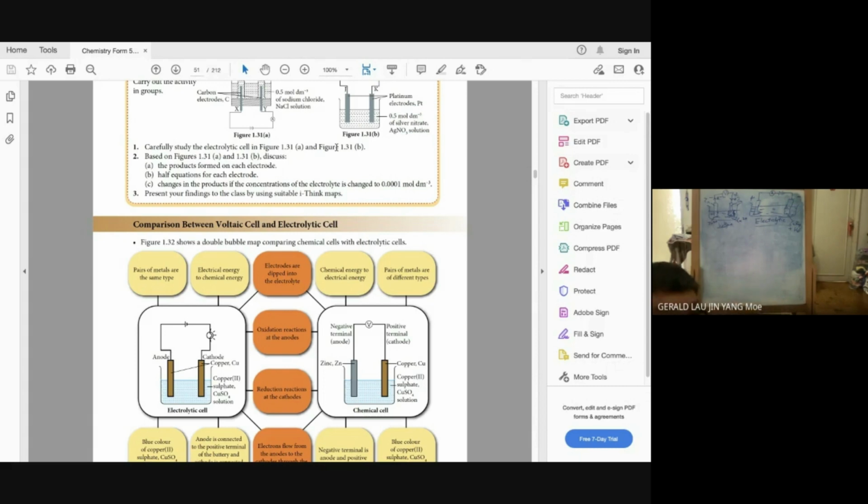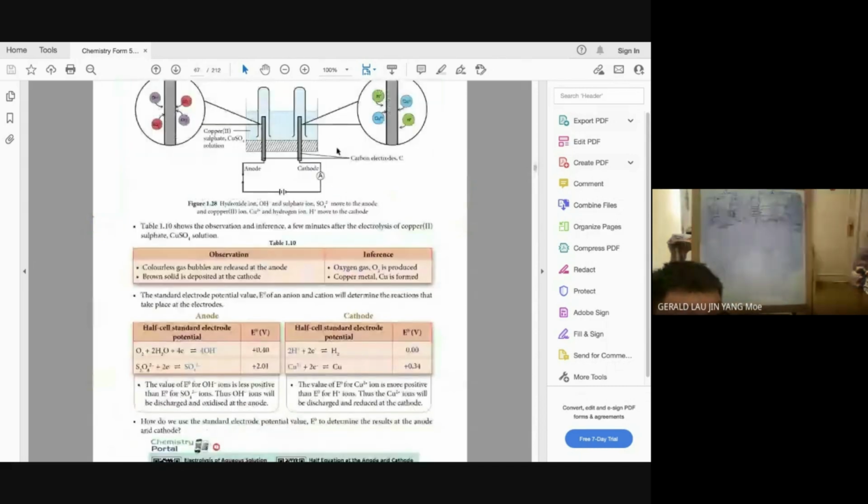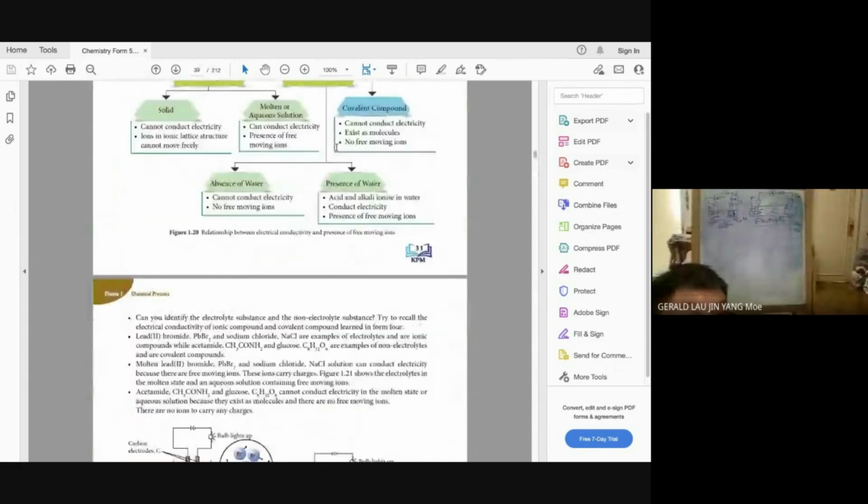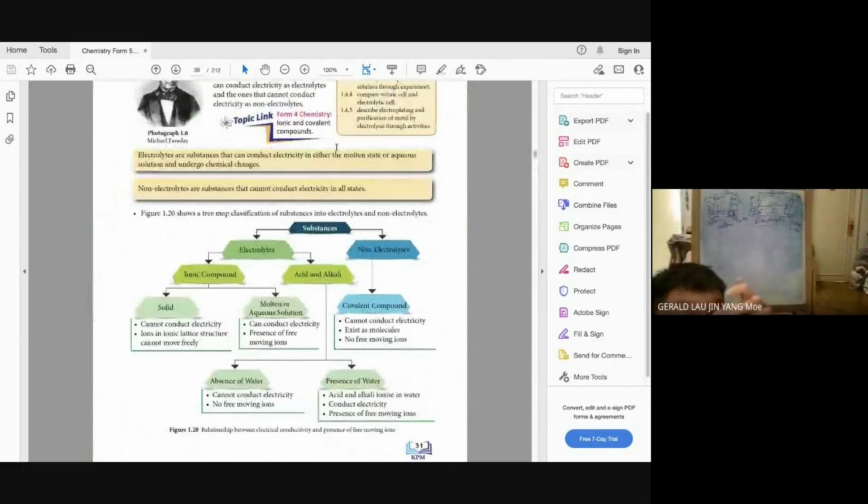First of all, you have to understand what is called an electrolyte. Electrolyte is a substance that can conduct electricity in molten state or aqueous solution. You focus on non-electrolytes first. Non-electrolyte means covalent compound, such as glucose, water, acetamide, all these. All these covalent compounds cannot conduct electricity because they exist as neutral molecules only, with no free moving ions.